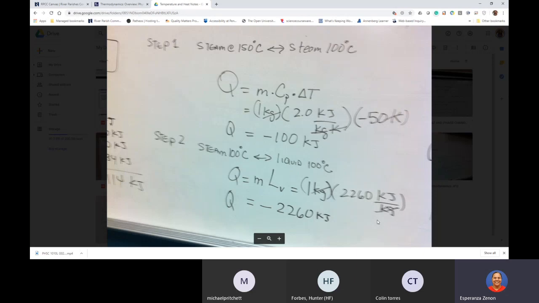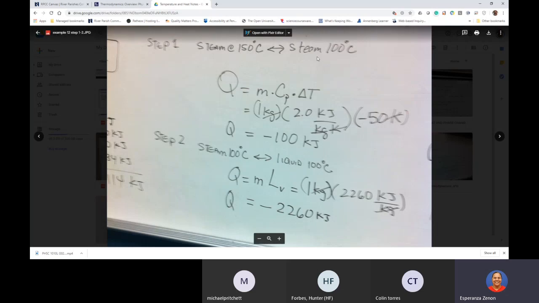All right, so the first thing we're going to do in step 1 is take our steam at 150 degrees Celsius and transition it into steam at 100 degrees Celsius. In this particular step, we're not changing the phase, but we are changing the temperature. So we go to our specific heat transfer formula, Q equals mCp delta T. They gave us the mass at 1 kilogram, they gave us Cp at 2 kilojoules per kilogram Kelvin, and we know we're dropping the temperature by 50 Kelvin. So that's why it's negative 50 Kelvin.